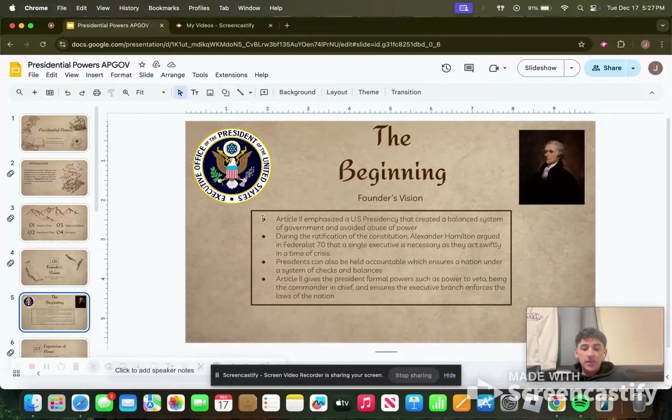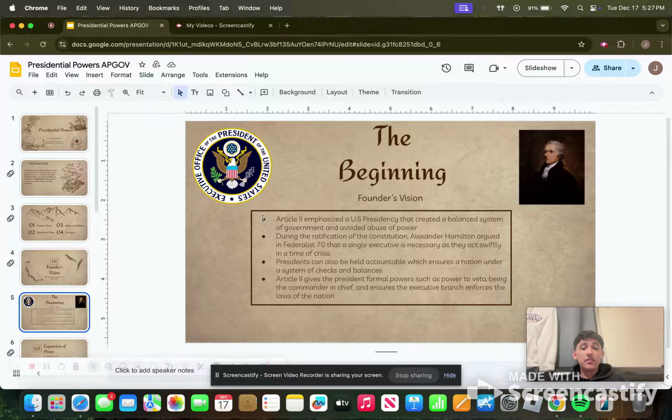So in the beginning, Article 2 emphasized the U.S. presidency that created a balanced system of government and avoided abuse of power. During the ratification of the Constitution, Alexander Hamilton argued that a single executive is necessary because a strong executive can act swiftly in times of crisis and can be held accountable easily, which ensures a balanced nation under a system of checks and balances.